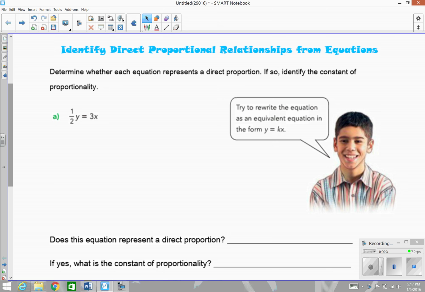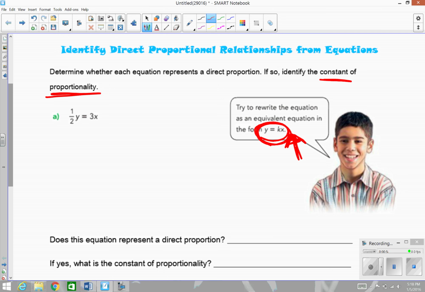Okay, so the first thing this says is to determine whether each equation represents a direct proportion. If so, identify the constant of proportionality. There's that word from yesterday. Okay, that's your K. And this is very important. Okay, to write an equation in proportional relationship form, it needs to be in y equals kx form.